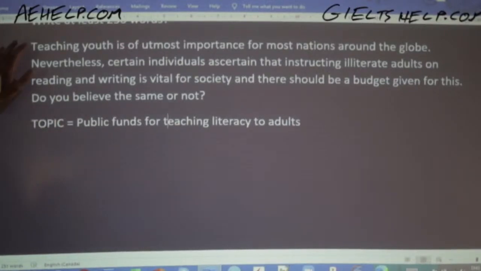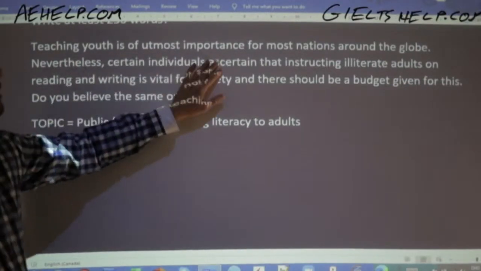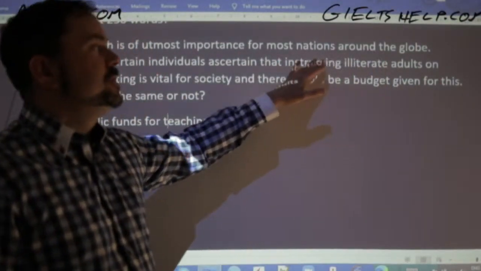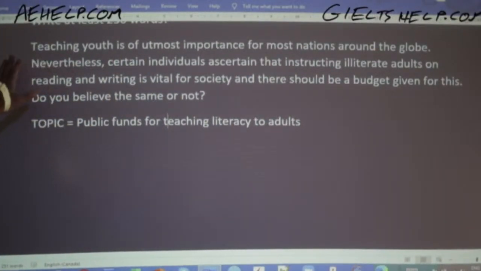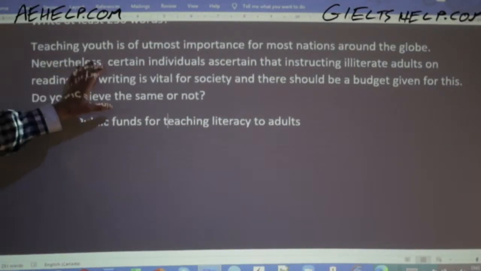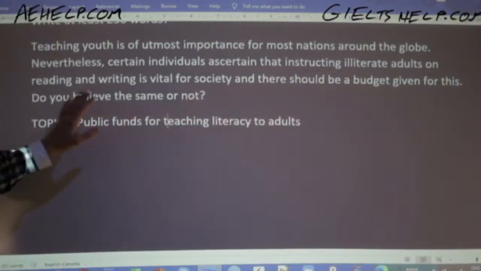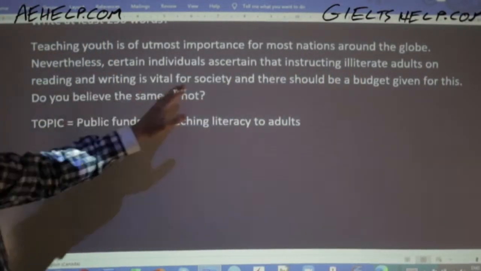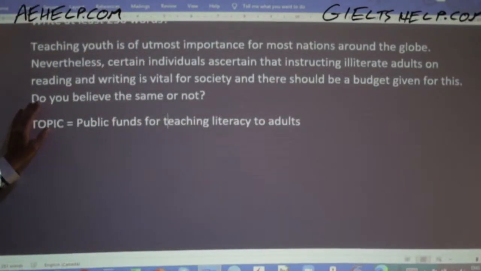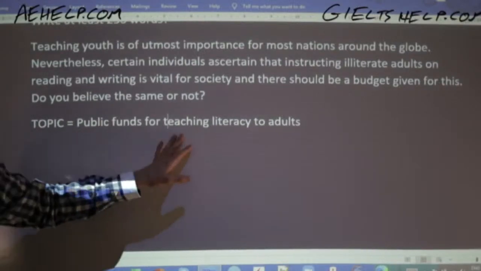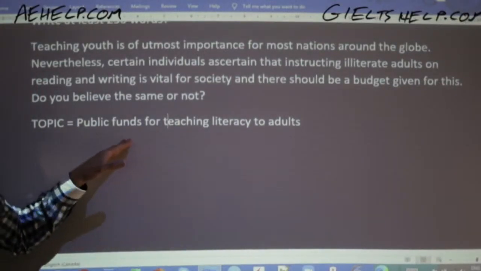Okay. This first sentence is a bit confusing. I don't personally like this style of question for people, because I think it's a little bit confusing. But this first sentence, that teaching youth is of utmost importance for most nations around the globe, is more of just some background or contextual information. But the actual question is here, okay? Nevertheless, certain individuals ascertain that instructing illiterate adults on reading and writing is vital for society, and there should be a budget given for this, okay? So we're talking about public funds for teaching literacy to adults, okay? That's the topic here.